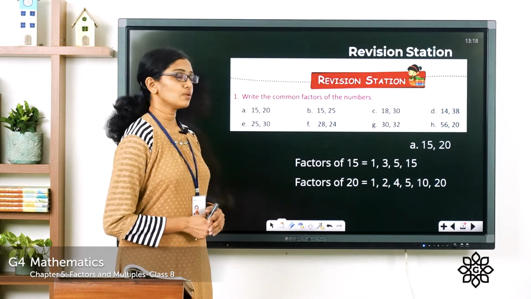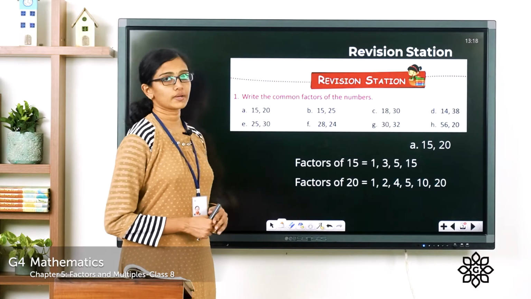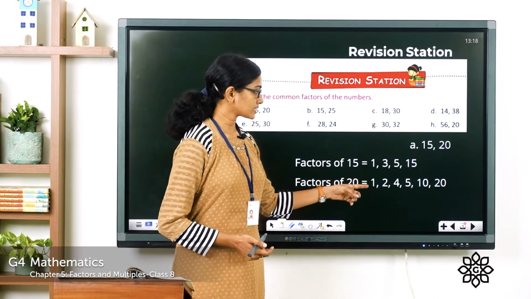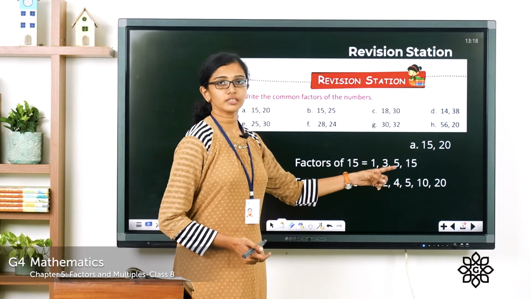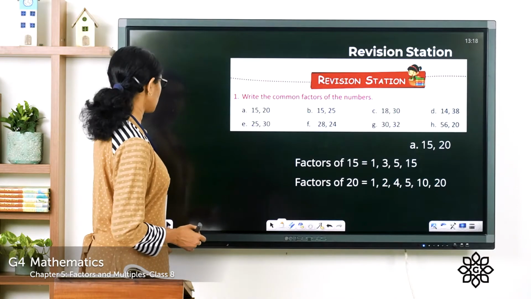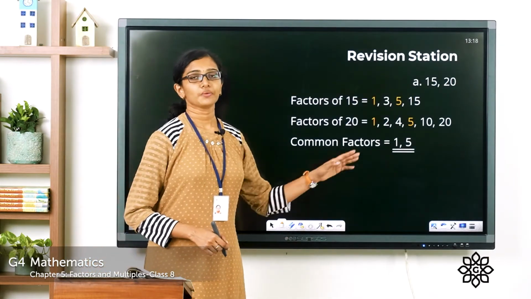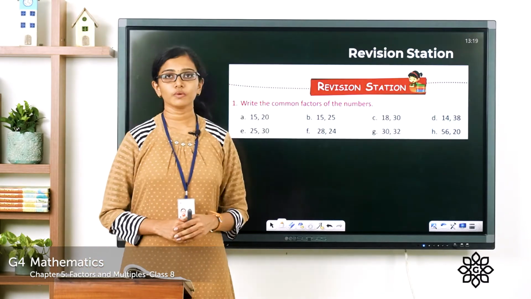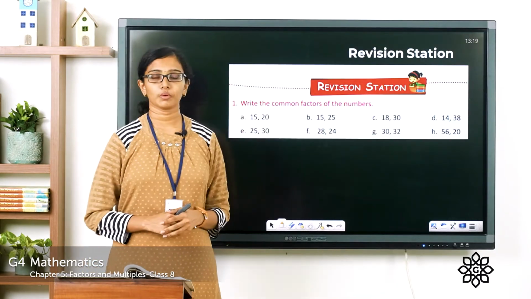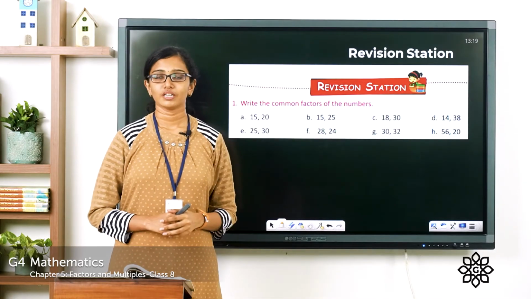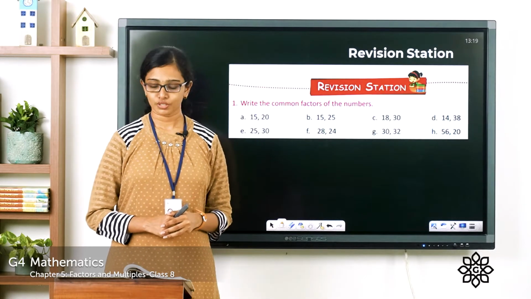So here we have the factors of 15 and 20 listed. Now, do you see some common factors here? 1 is common. 5 is common. Any more common factors? No. So the common factors for 15 and 20 are 1 and 5. You have a few more questions in question number 1. You have to work out the remaining questions in your notebook. So let's move on to question number 2.